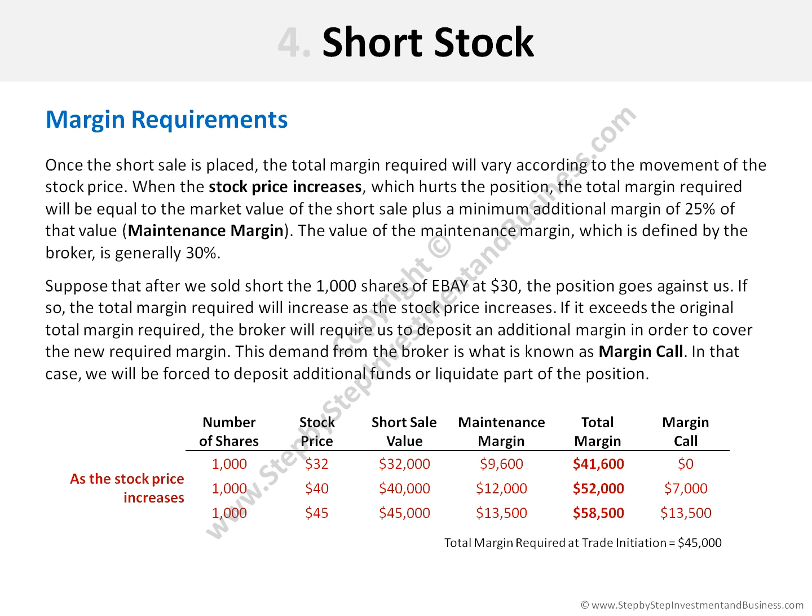Suppose that after we sold short the 1,000 shares of eBay at $30, the position goes against us. If so, the total margin required will increase as the stock price increases. If it exceeds the original total margin required, the broker will require us to deposit an additional margin in order to cover the new required margin.